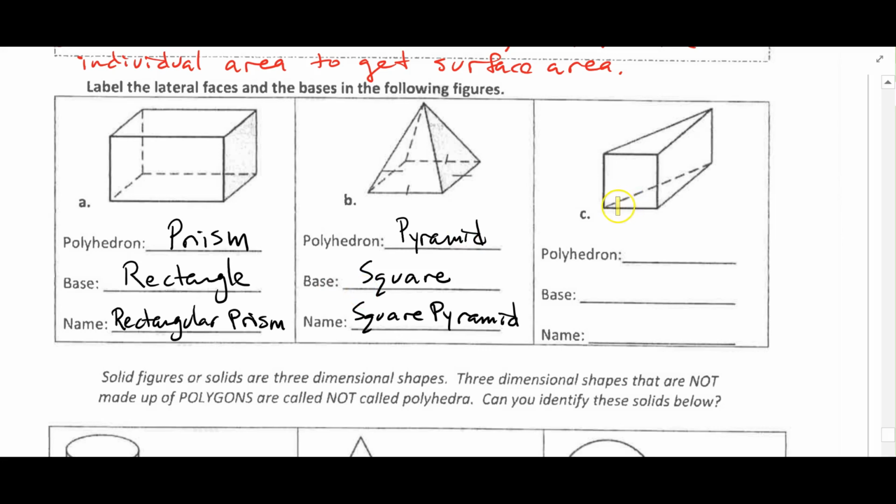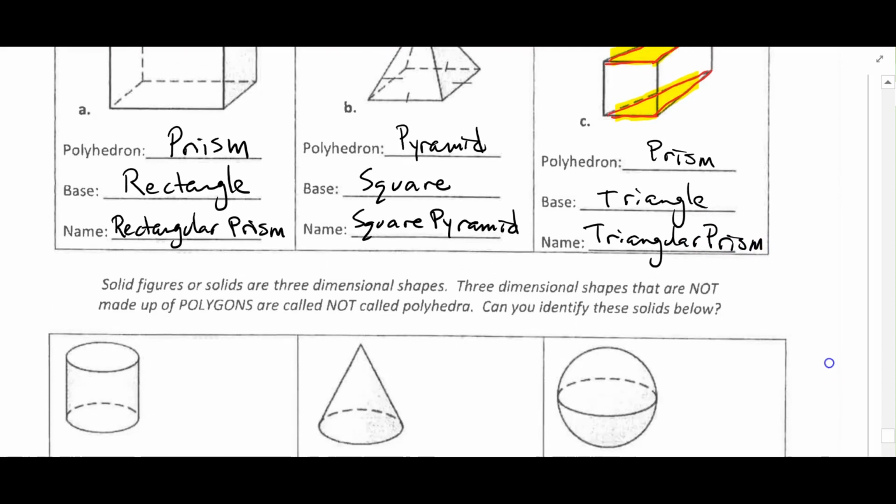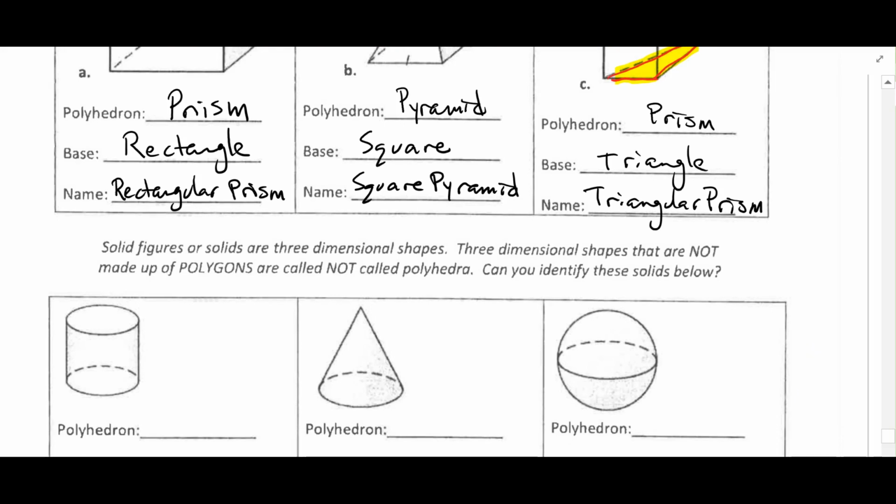Now this one's a little trickier. If we look here, we have a triangle here and then a congruent and parallel triangle there. So these are the bases, and since they are parallel to each other and congruent, it would make this also a prism. And the base is a triangle, which would make it a triangular prism.